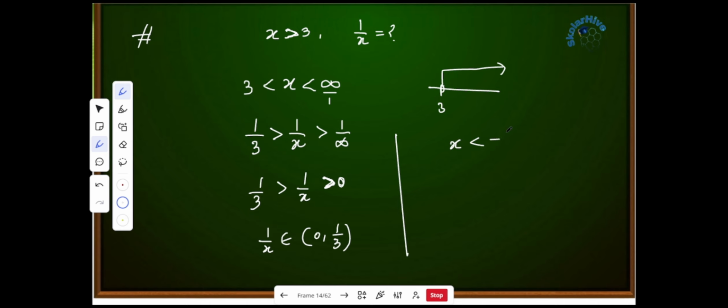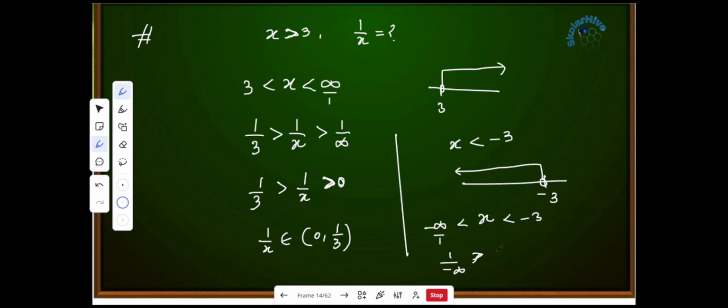negative number, let's say negative 3. So it means the value of x is minus 3 or any number less than minus 3, meaning x is greater than minus infinity and less than minus 3. As either side of x values are negative, by taking the reciprocal of these numbers, the inequality sign will change. Negative infinity by 1 means this will be 1 upon negative infinity, and this will change to greater than, and this will be 1 upon x, and this is 1 upon minus 3, that is minus 1 by 3.